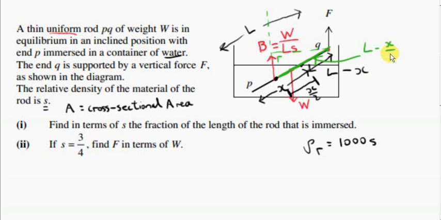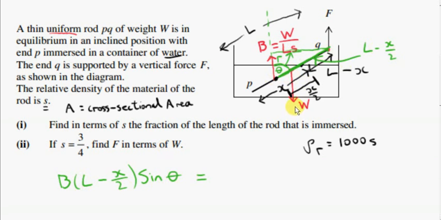So here is the moment due to B. We multiply vector B by this distance here. So how do we get this distance? Well, this is opposite this angle, which I'm calling theta. So we multiply the hypotenuse, L minus X over 2, by the sine of theta. So that's what we have here. And that must equal the moment due to W.